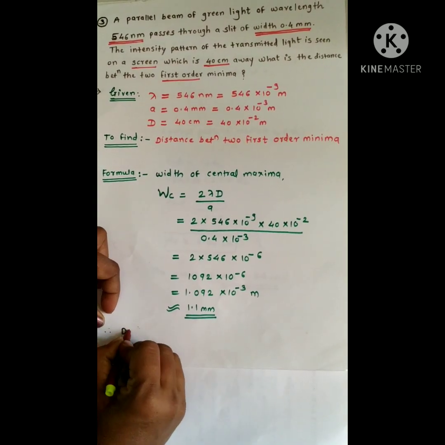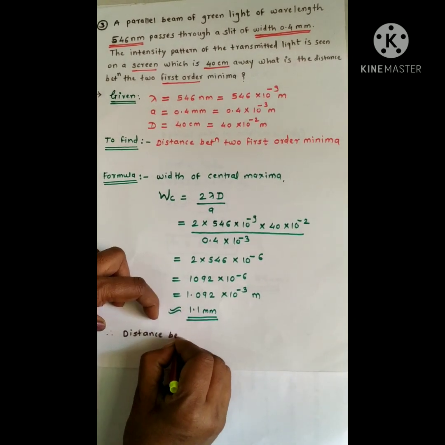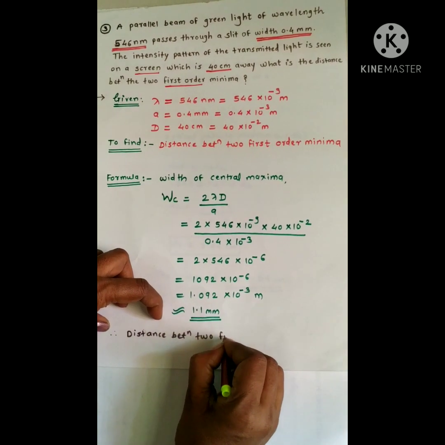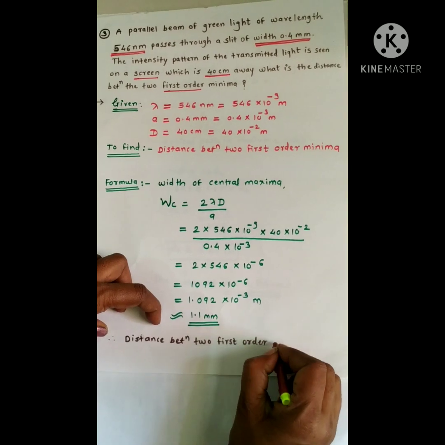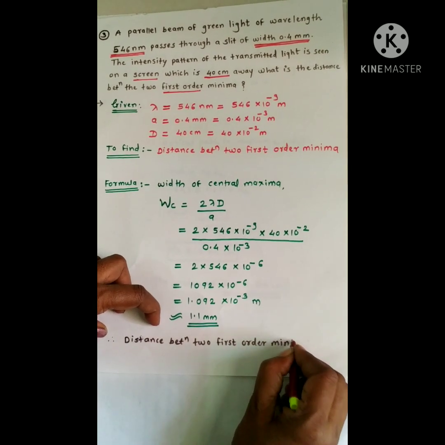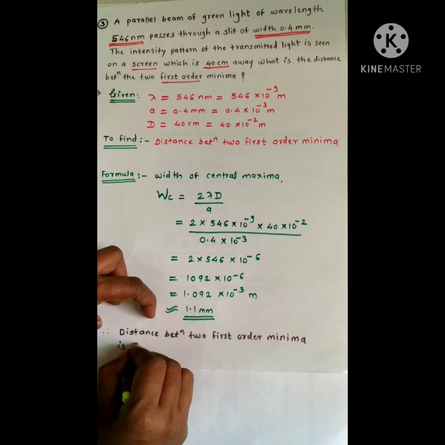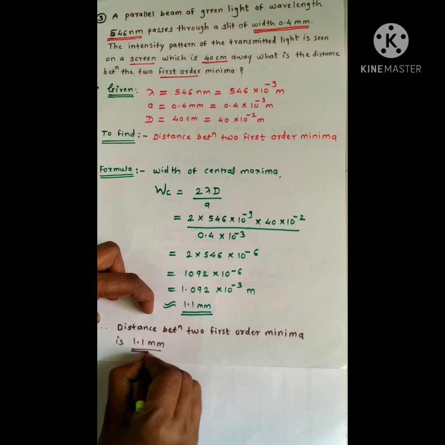Therefore the distance between two first order minima is 1.1 millimeter. Okay student, thanks.